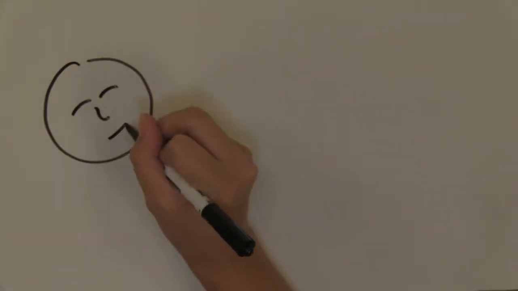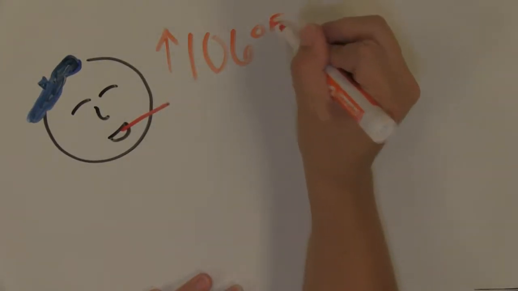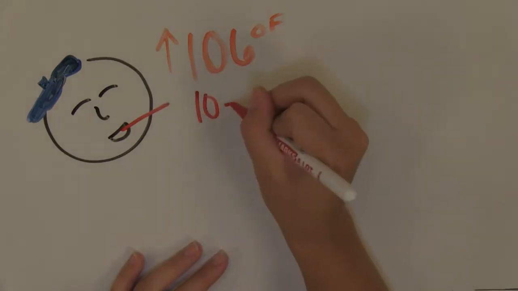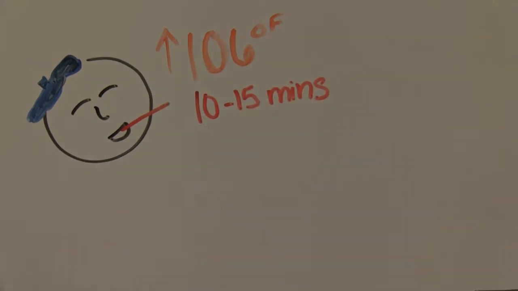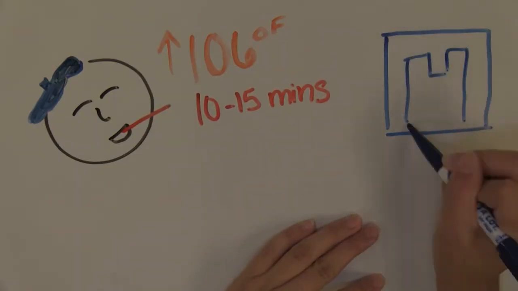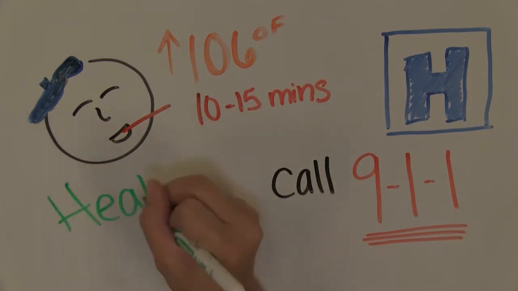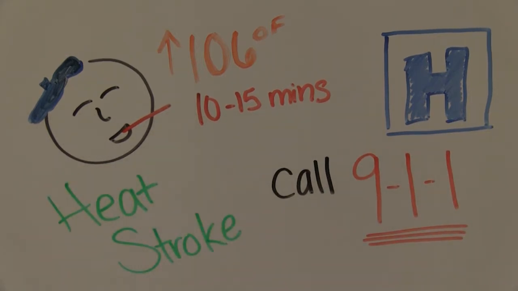Heat stroke is the most serious heat-related illness. It happens when your body temperature rises to 106 degrees or higher within 10 to 15 minutes. Symptoms include red, hot, and dry skin, no sweating, and a weak, rapid pulse. Call 911 right away. Heat stroke can cause death or permanent disability if emergency treatment is not provided.